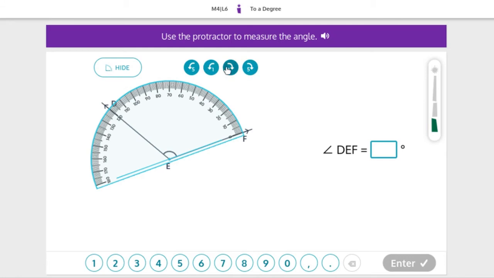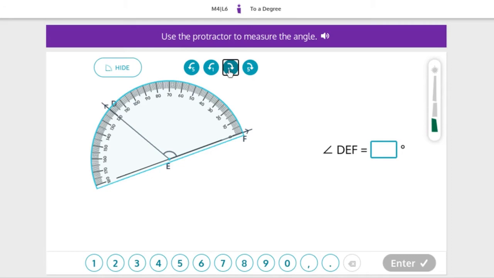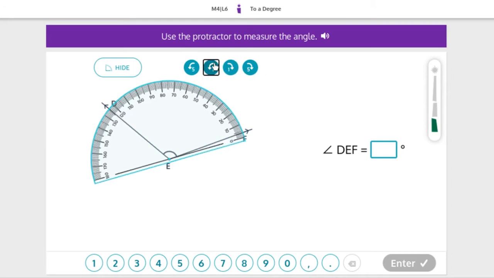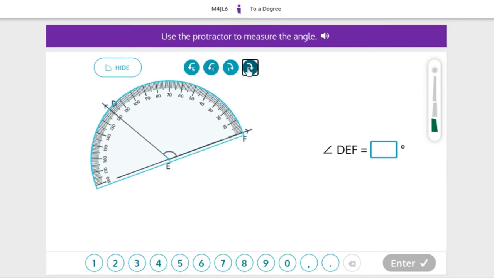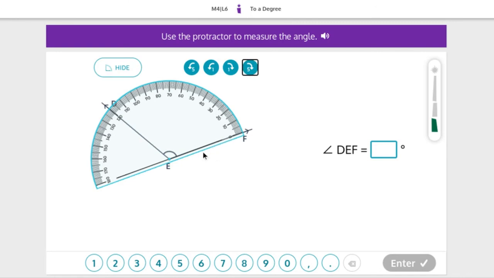And just so you know, they do have these little tools up here so you can rotate it by a degree or two. If your movements are too big, you can do it by 1 or by 5. 5 moves it like that. But I want it to land exactly on the 0, just like this. Now I can see there's my 0 line, and it's on the vertex here. I'm just going to follow this line up and see where it crosses. What number is that? That is 120. 120 degrees.